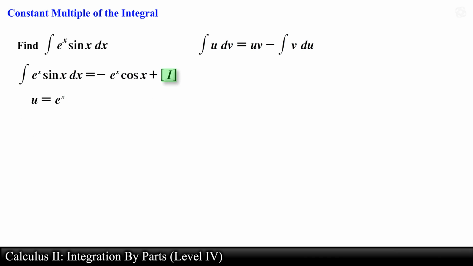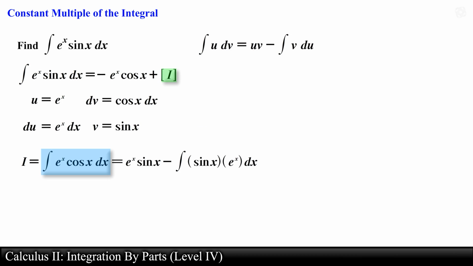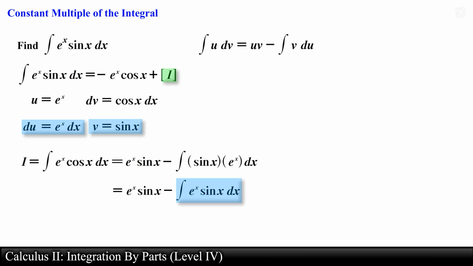We set u equal to e to the x and dv equal to cosine of x. Taking the derivative and solving for du, we obtain the following. And taking the integral of dv, we obtain the following. Substituting the expressions into the integration by parts formula and simplifying, we have that the integral of e to the x times cosine of x dx is equal to e to the x times sine of x minus the integral of e to the x times sine of x dx.